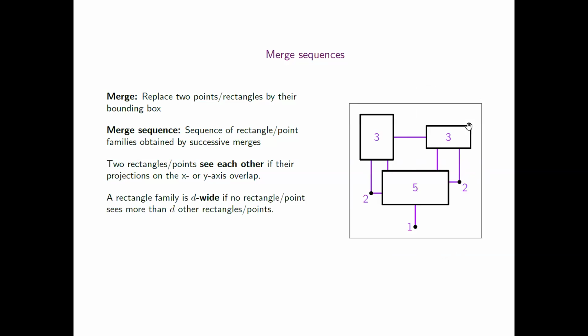And what I want is to have a merge sequence where each rectangle sees only few other rectangles. That will be the width of this merge sequence. So I say that a merge sequence is D wide if every rectangle sees only at most D other rectangles. So you see, if I have these rectangles and points, this one sees only 3. It sees this one, and this one. This one sees 5. It sees this, and this.